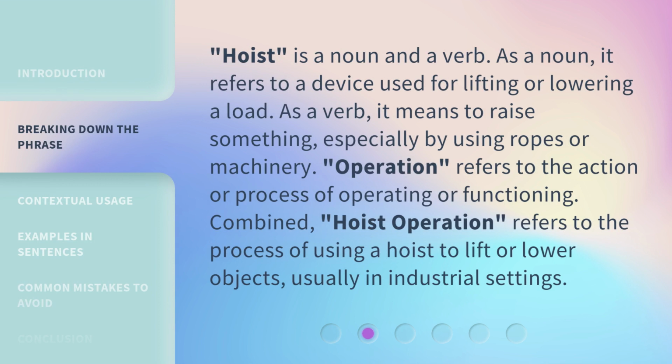Hoist is a noun and a verb. As a noun, it refers to a device used for lifting or lowering a load. As a verb, it means to raise something, especially by using ropes or machinery. Operation refers to the action or process of operating or functioning. Combined, hoist operation refers to the process of using a hoist to lift or lower objects, usually in industrial settings.